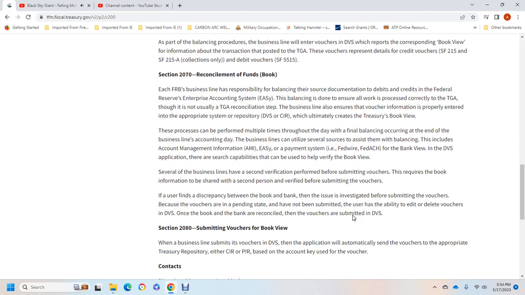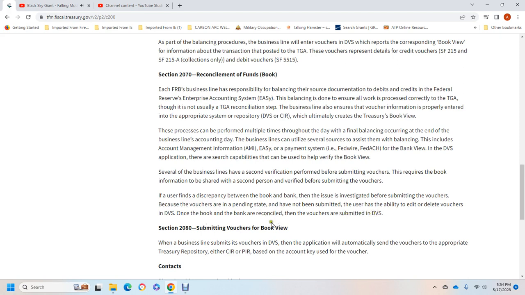If the user finds a discrepancy between the book and the bank, the issue must be investigated before submitting the voucher, because once vouchers in the pending state have been submitted, the user loses the ability to edit or delete the vouchers in Debit Voucher Submission. Once the book and the bank are reconciled, the vouchers are submitted in Debit Voucher Submission.